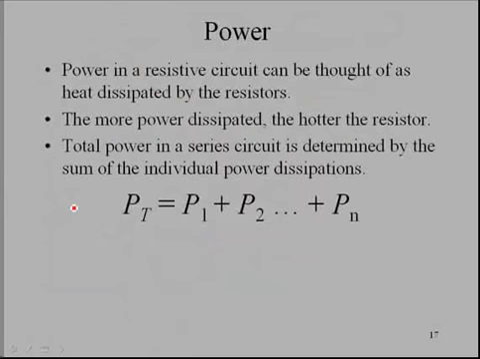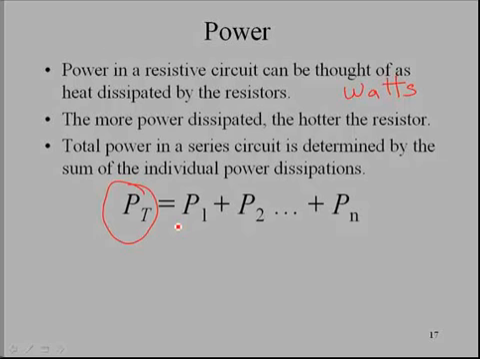Okay, power. Power in a resistive circuit can be thought of as heat dissipated by the resistors, and we measure power in a quantity called watts. We talked about watts in earlier chapters. The more power dissipated, the hotter the resistor. Total power in a series circuit is determined by the sum of the individual power dissipation. So the total power will equal the sum of all the individual power drops within the circuit.